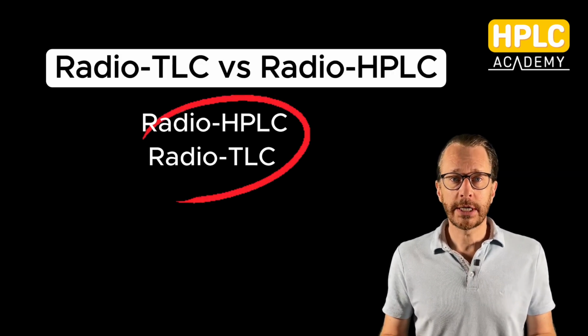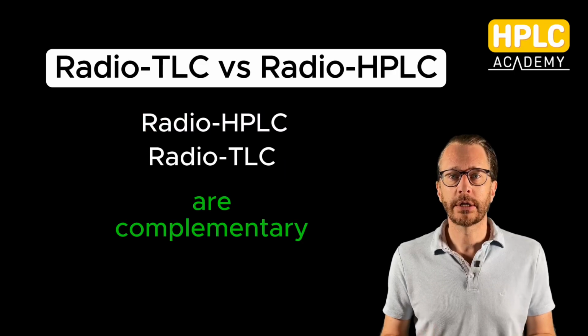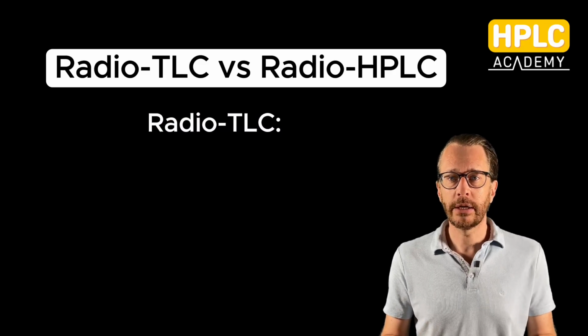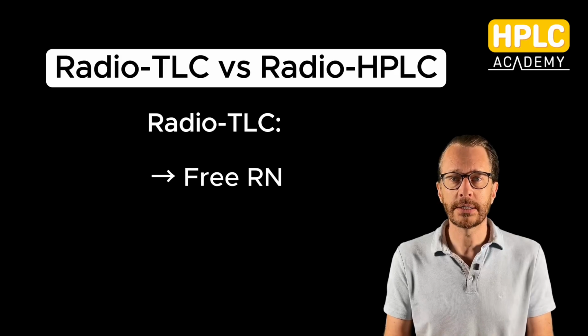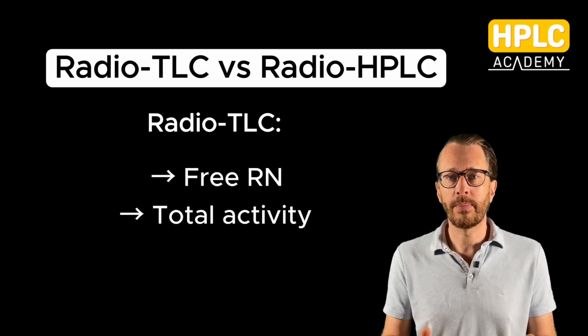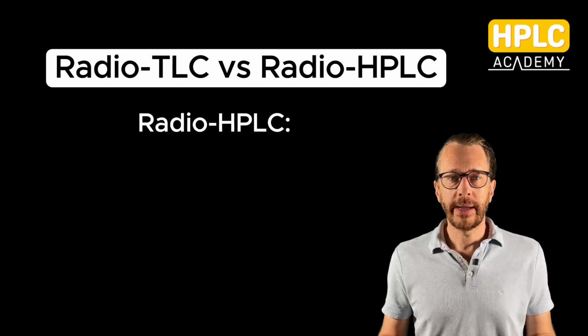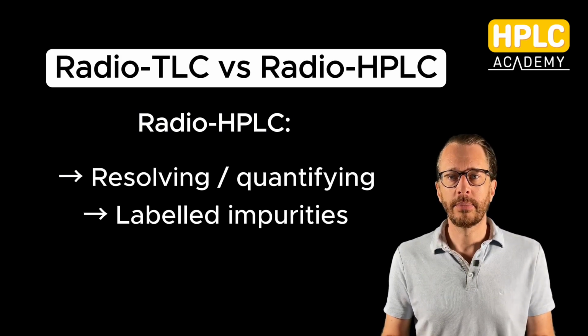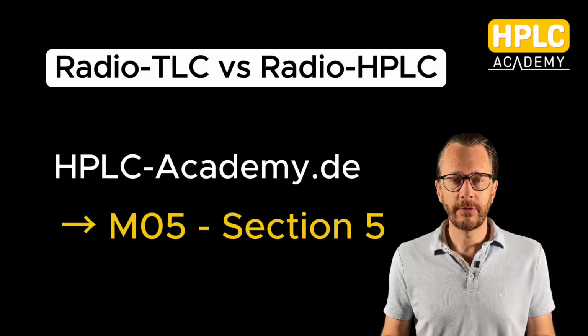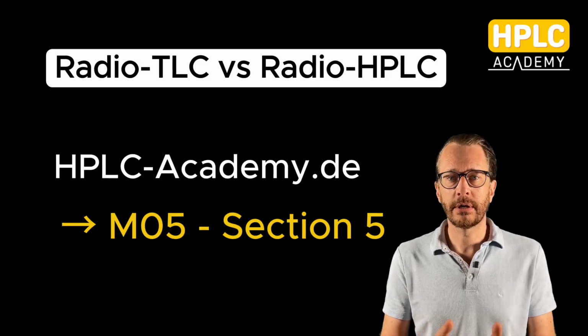So the conclusion is this: the two techniques are complementary, not interchangeable. Radio-TLC is the method of choice for detecting free radionuclides and providing a complete account of the total radioactivity distribution. Radio-HPLC is the method of choice for resolving and quantifying labeled impurities. In section 5 we will go through this comparison in full detail with concrete examples.